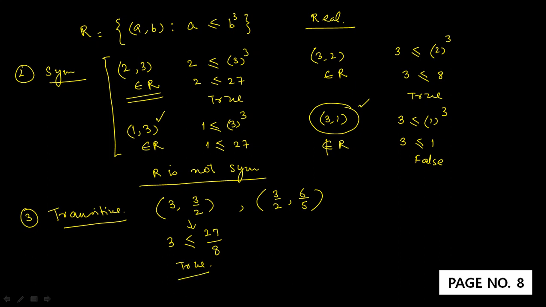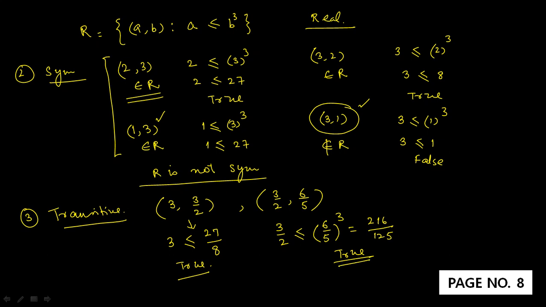Now what about the second value? 3 over 2 less than equal to 6 over 5 whole cube. Now this one is 6 into 6, 36, into 6, 216 divided by 125. This one is again true.